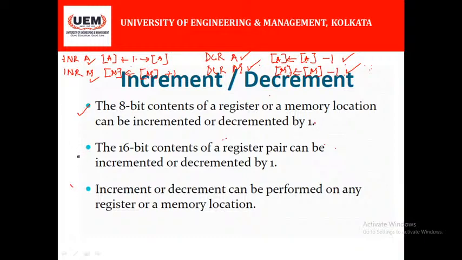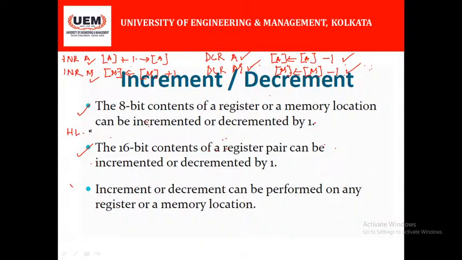Not only the content can be decremented, but also the address can be decremented. So 16-bit contents of a register pair can be incremented or decremented by 1. We all know that whenever we need to store an address, a single register cannot hold that content for a prolonged period of time. So what we do, we use a register pair, such as the HL register pair.